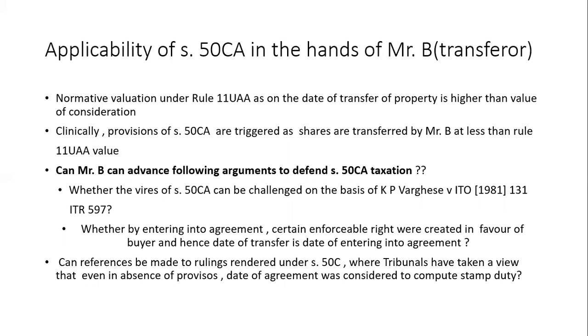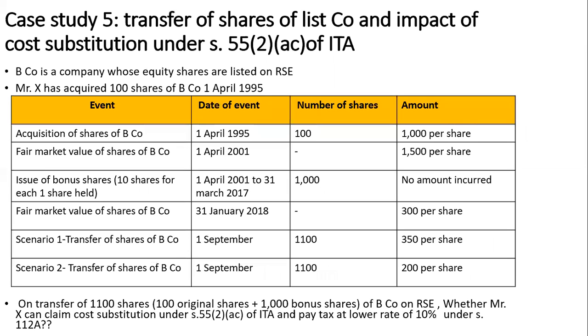What KP Varghese says, you can derive from that the date of transfer is the date of entering into the agreement. Can reference be made to rulings rendered under section 50C, where the tribunal has taken the view that, in the absence of a provision, the date of agreement was considered to compute the stamp valuation? In 50C, it specifically says the date of agreement can always be considered, though the stamp value may differ from when you actually go for stamp valuation, but the date of agreement would be valid. Here the tribunal says that the date of agreement provision is also not needed.